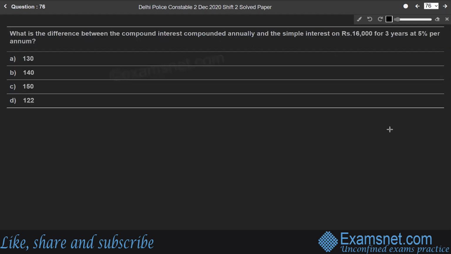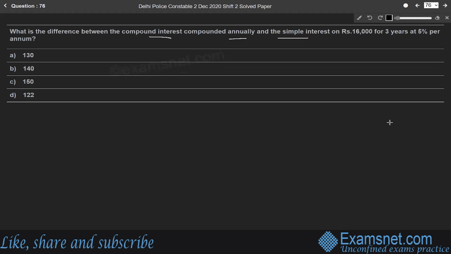Question 76. What is the difference between the compound interest compounded annually and the simple interest on rupees 16,000 for 3 years at 5% per annum? So here we have to find the difference between compound interest and the simple interest. Given that the principal amount P is equal to 16,000 rupees, the period is 3 years, and the rate of interest is 5% per annum, right?